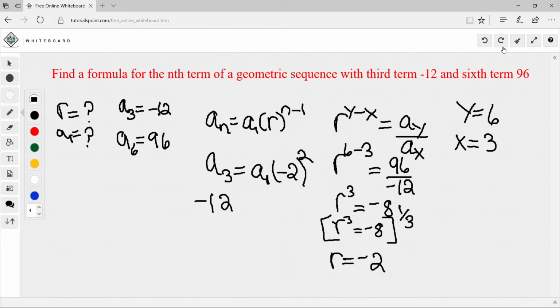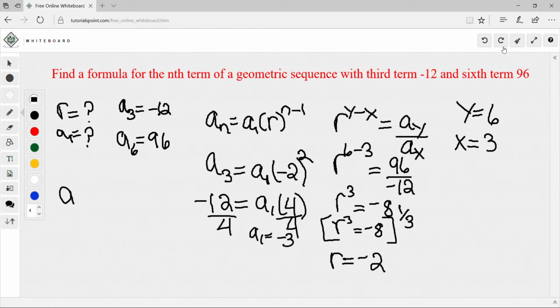But now we'll just plug in what we know. We know a_3 is -12, right? So we'll bring down -12. Bring down a_1 because we don't know what the first term is. -2 squared is just +4. And then we want to solve for a_1 because that'll be our first term. So we're going to divide everything by 4. So our first term is just -3.